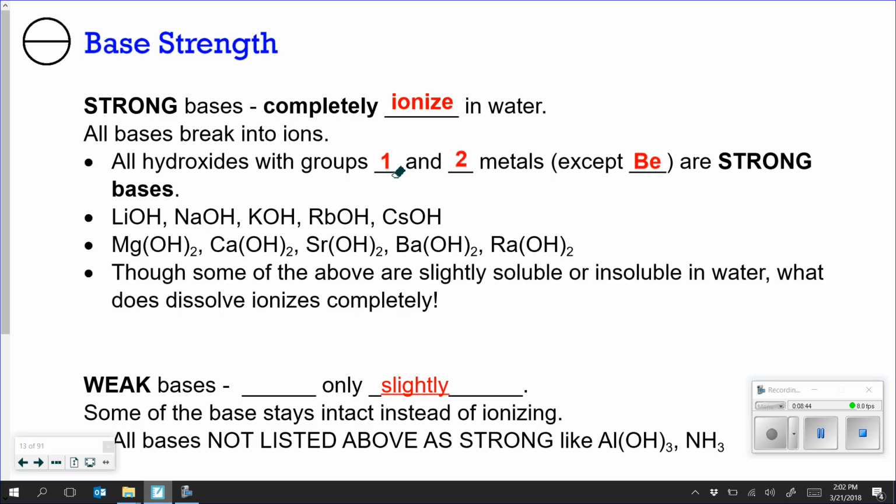It's important to note that some of those bases are only slightly soluble or completely insoluble in water, but what does dissolve in the water is going to ionize completely, and that's what's important. Whatever dissolves has to ionize completely, and that's what makes it a strong base. Weak bases are going to ionize only slightly, so some of the base will stay intact instead of ionizing. Any base not listed above as strong is going to be a weak base.